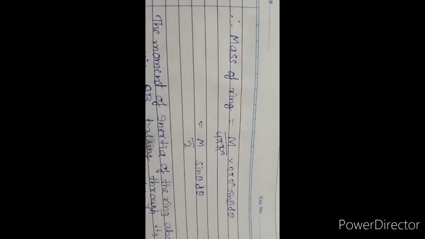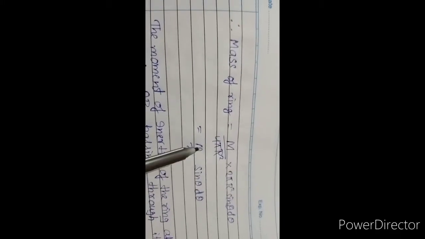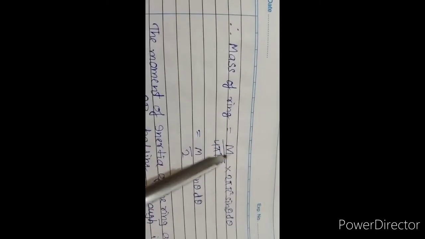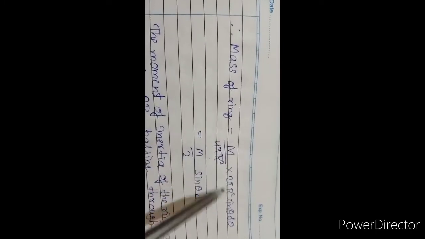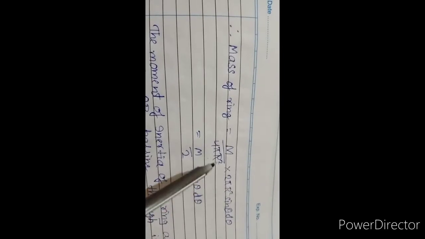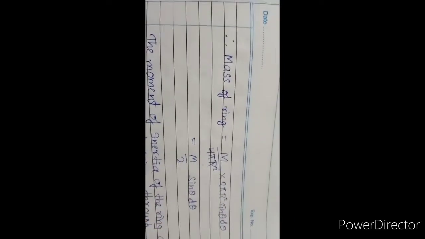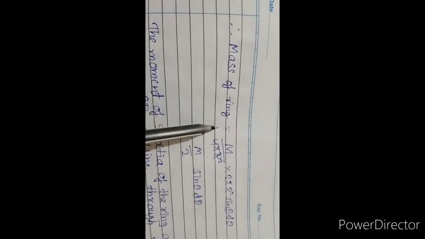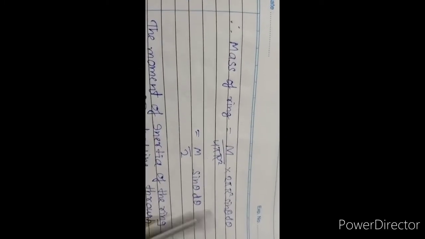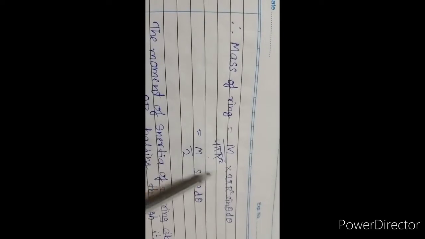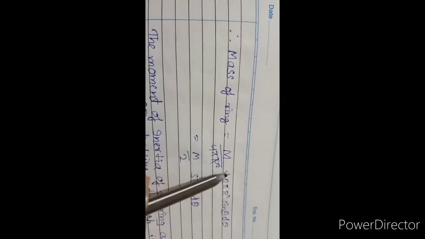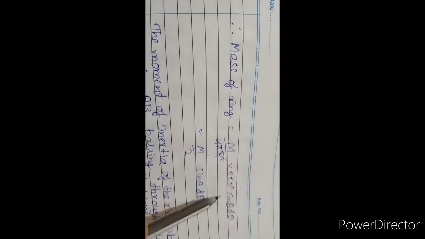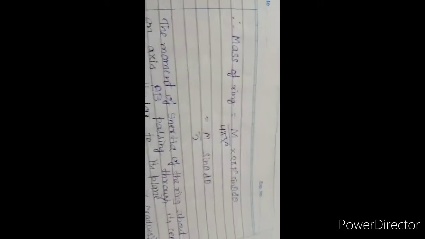So now we know the mass of the ring. If you want to calculate the mass of the ring, we will have to multiply the mass per unit surface area of the sphere with the area of the circular ring.